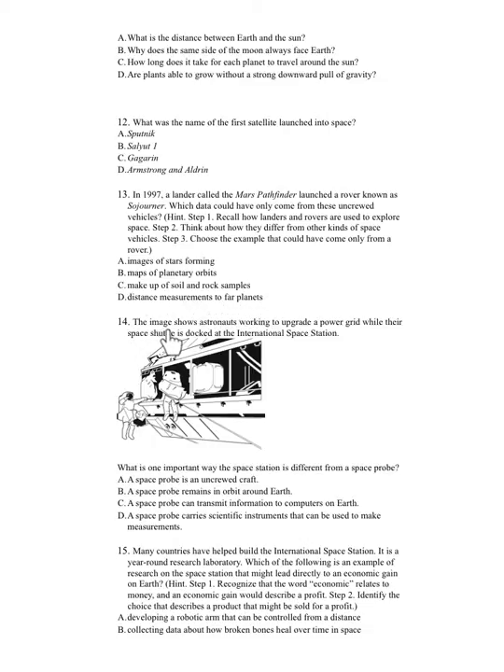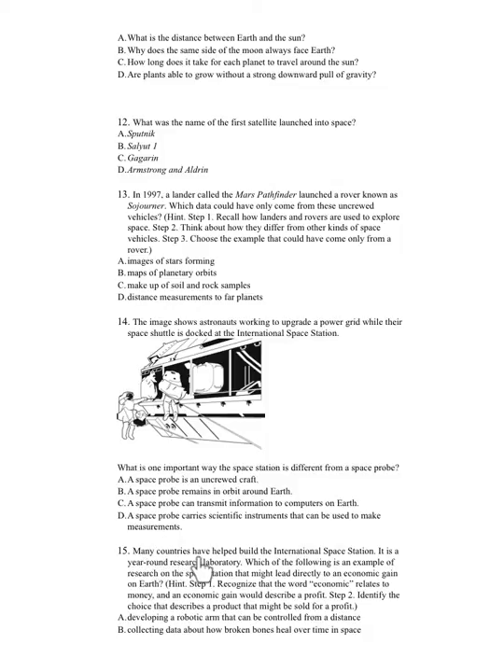Number 14. The image shows astronauts working on a power grid while their space shuttle is docked at the International Space Station. What is an important way the space station is different from a space probe? A. A space probe is an uncrewed craft. B. A space probe remains in orbit around the Earth. C. A space probe can transmit information to computers on Earth. D. A space probe carries scientific instruments that can be used to make measurements.